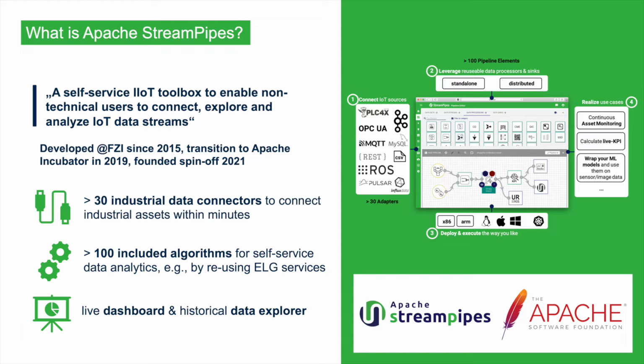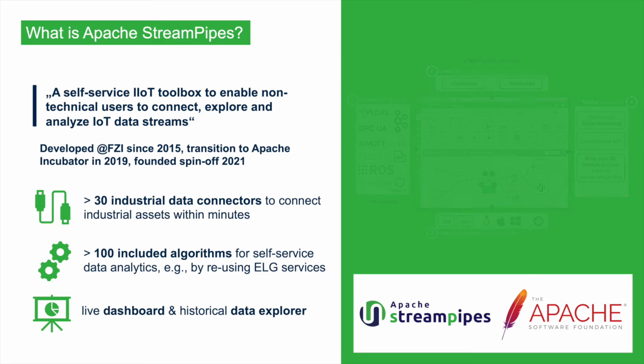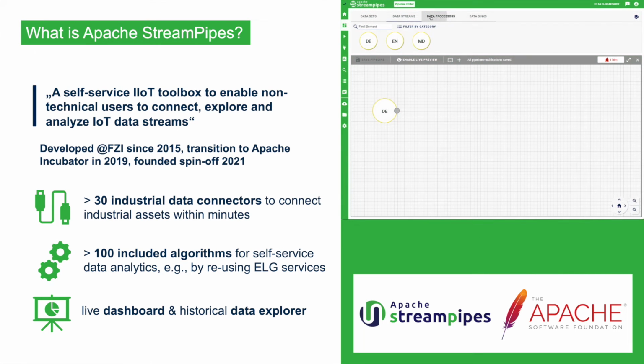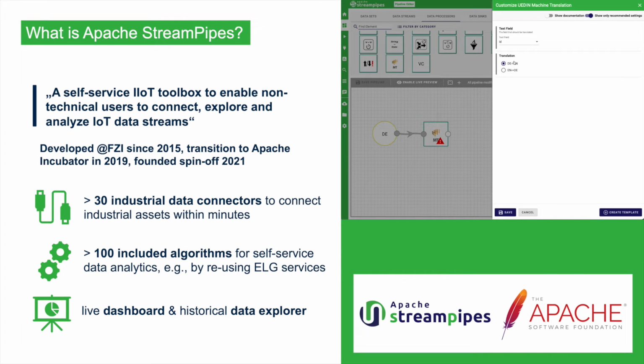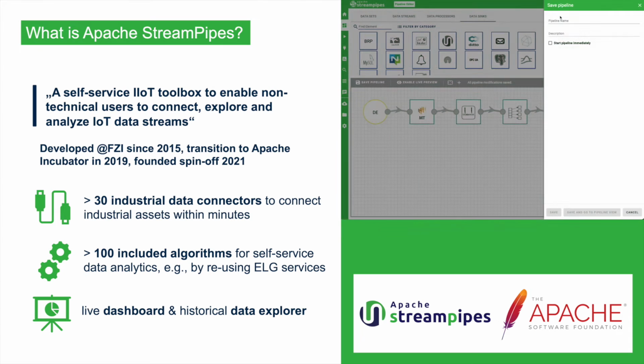In addition, a spin-off evolving around StreamPipes was founded in 2021. StreamPipes lets you easily connect industrial assets within minutes and analyze data by providing a rich set of data connectors and reusable algorithms, and create analytical processing pipelines in a drag-and-drop fashion inside a central pipeline editor.